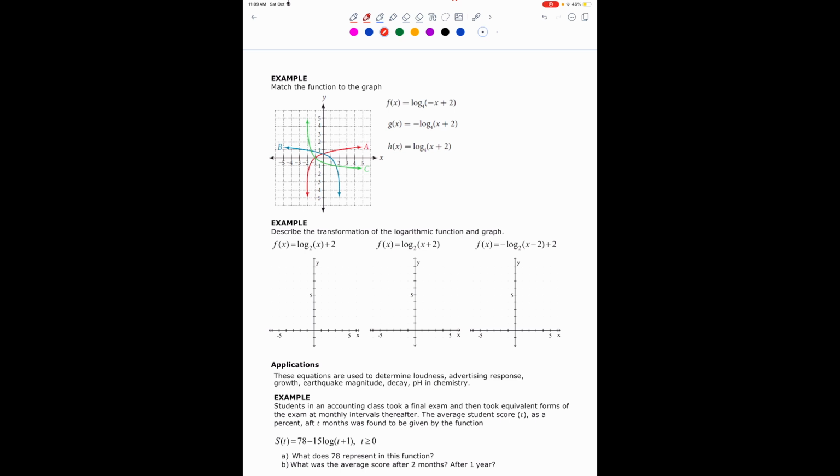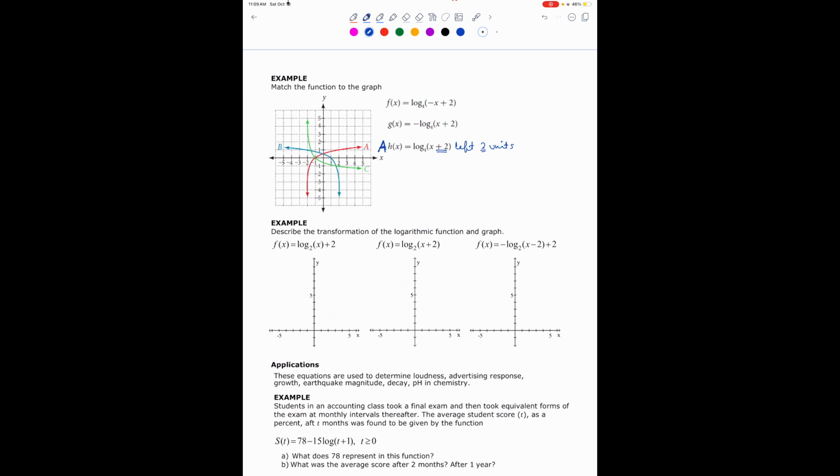I'm going to begin from the bottom because I see that this is the easiest transformation. As you can see, the graph has shifted to the left 2 units. The parent function of the logarithmic function looks like this, and it shifted to the left 2 units, and that will lead me to graph A. So the last one is going to be graph A.